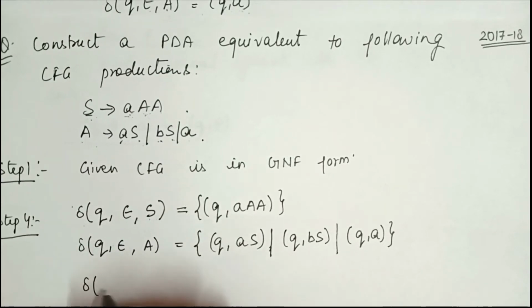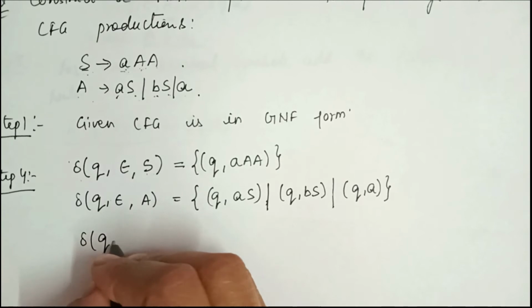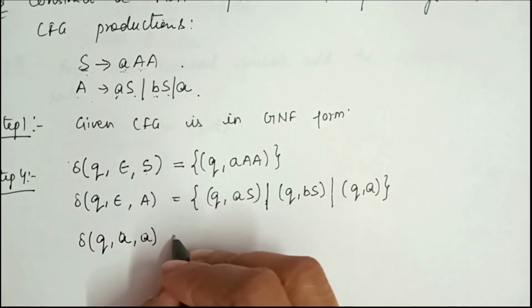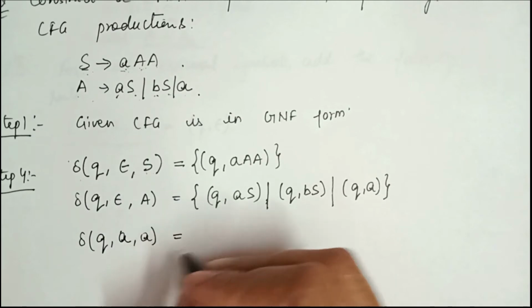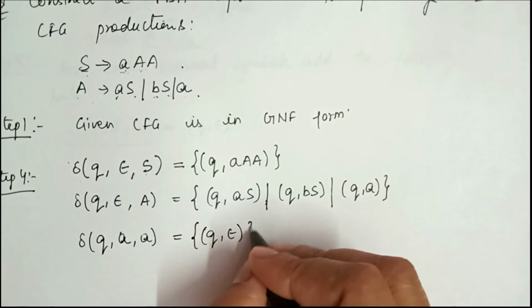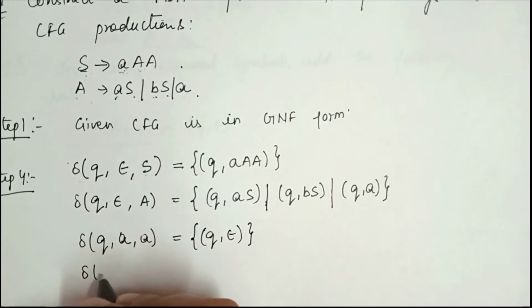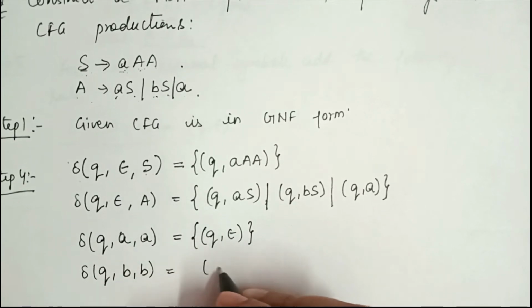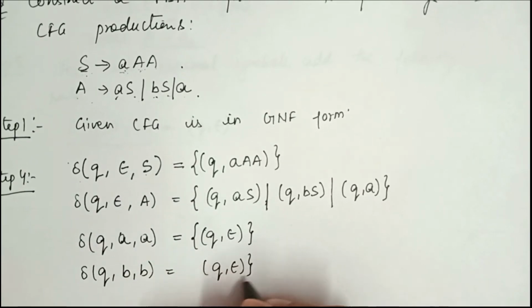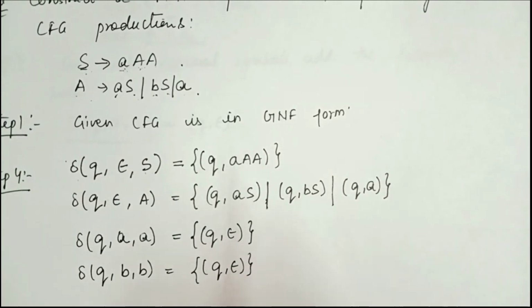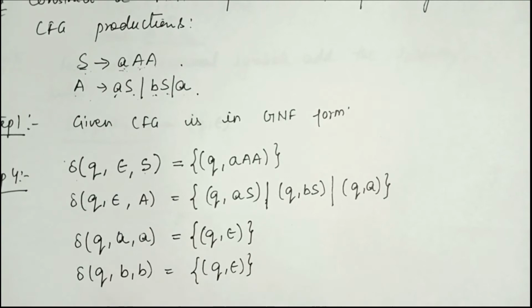So this will become δ(q, a, A)... First we write it for a: (q, a, a) gives (q, epsilon), and for the next terminal symbol, that is b, (q, b, b) gives (q, epsilon). So this is the equivalent PDA for the given context free grammar.